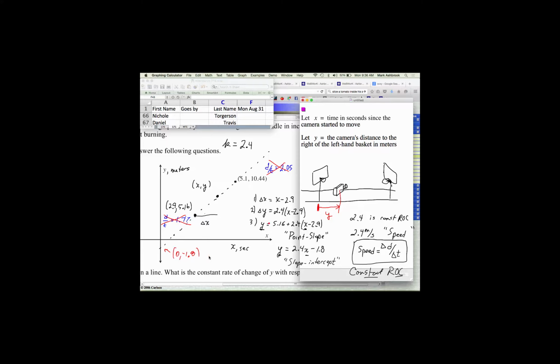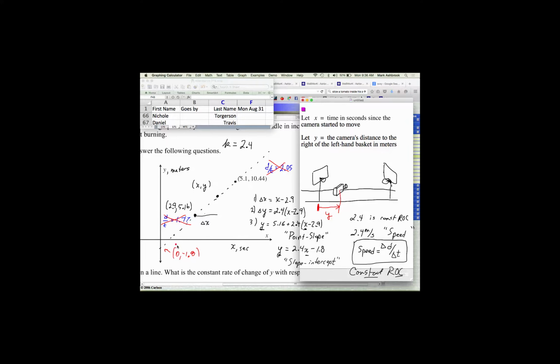So that's fine. It just means that at time equals 0, where was the camera? At time equals 0, the camera was 1.8 meters to the left of the basket, and when our time quantity started, it started moving right at a constant rate of 2.4 meters per second.